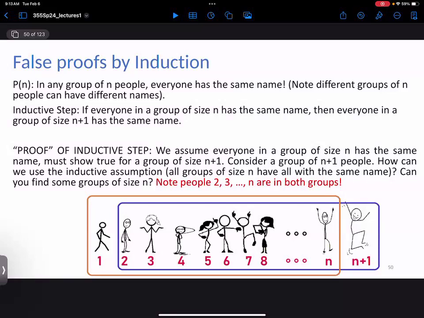Since person 2 is in both groups, since person 3 is in both groups, since person n is in both groups, everybody in group 1 has the same name as person 2. Everybody in the second group has the same name as person 2. So whatever the name is for group 1, it's whatever person 2's name is. Whatever the name is in group 2, it's the same as person 2's name. So person 1 and 2 have the same name. Person 2 and n plus 1 have the same name. So everyone has the same name.